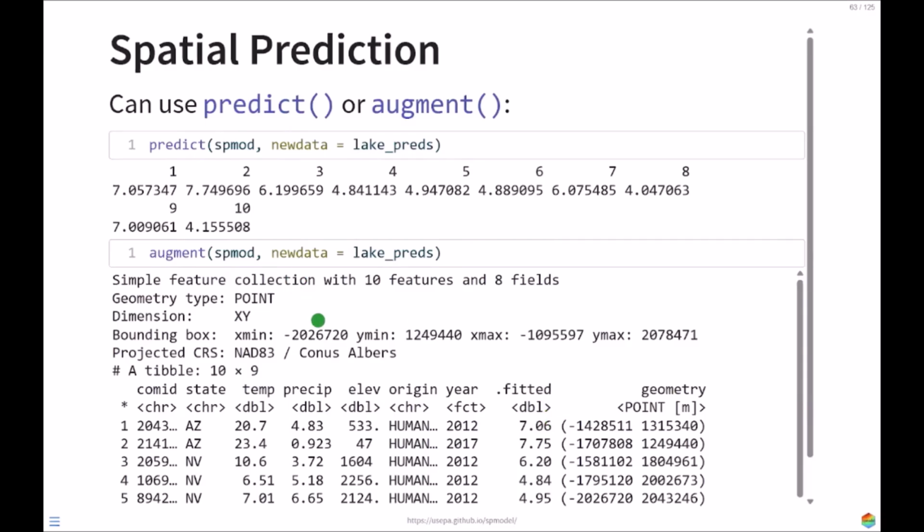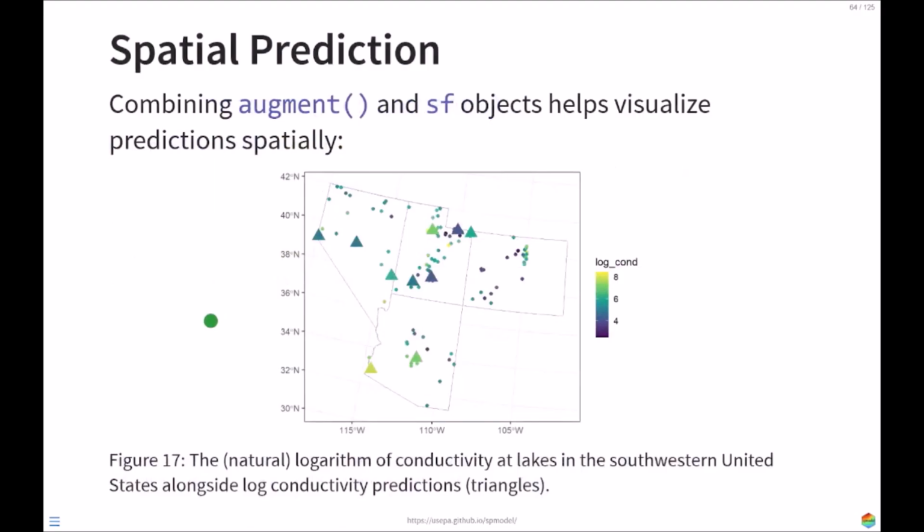And the really cool thing about using sf objects, especially with augmenting prediction data, is that it makes for really quick spatial visualizations. You already have the sf structure. There's geom_sf, which works really nicely with ggplot, though sf also has some plotting functionality as well. And so combining augment and sf objects helps us quickly visualize these predictions spatially. So when I look at these, I see that the color of the triangle sort of matches the color of nearby locations, and so this sort of passes the eye test, so to speak.